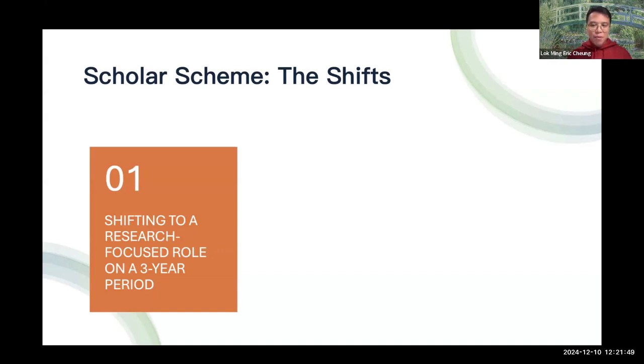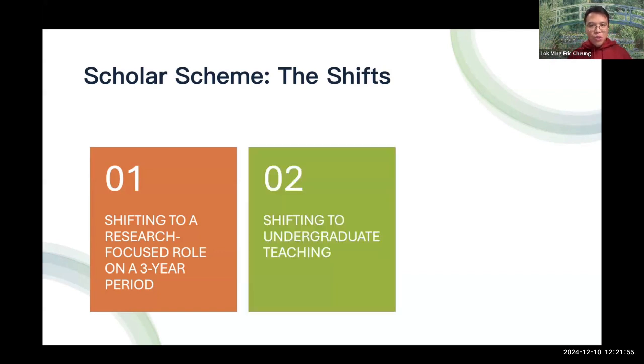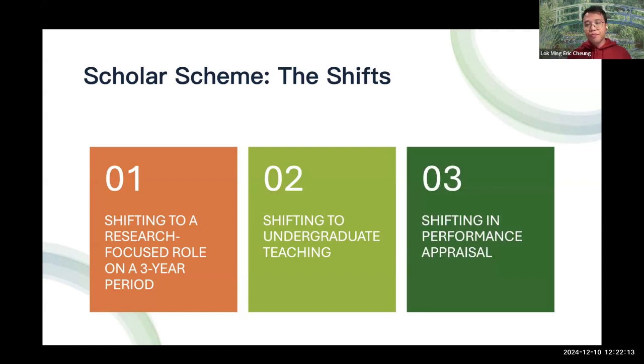The situation is changing, but still, we are appraised based on our research, or intellectual contributions. We also need to shift to undergraduate teaching. As community college lecturers, we were teaching sub-degree mainly, but in order to be eligible for this scheme, we have to shift towards the undergraduate teaching role.